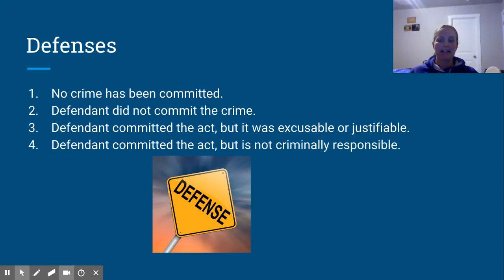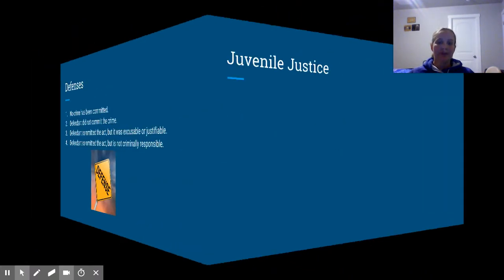The last one is that the defendant committed the act, but is not criminally responsible. So maybe you've heard of the insanity defense before, the insanity plea. This is a defense that people might use. They might say, you know what, I did commit the crime, but I wasn't in the right state of mind when I did it. It could also be that they were under the influence of alcohol, and that was what caused them to commit the crime. So maybe they weren't criminally responsible in that situation. And this defense doesn't always work. It's not always accurate, but it's a defense that people can use.